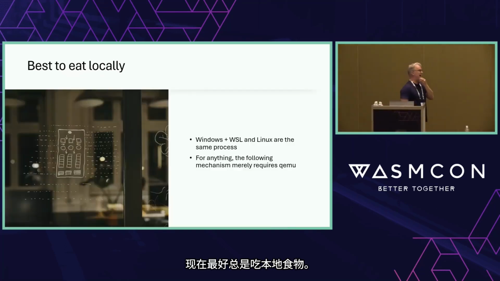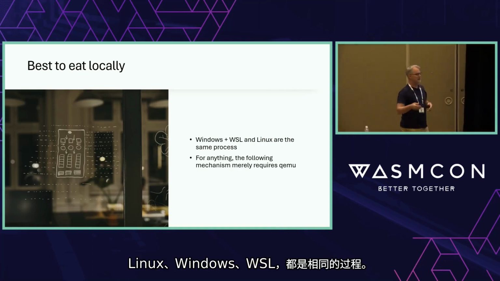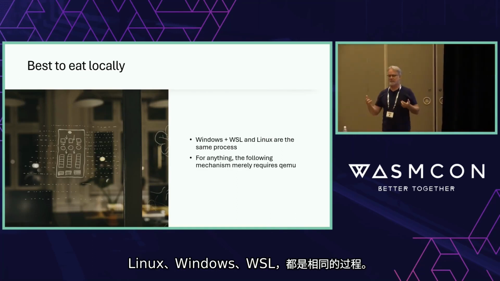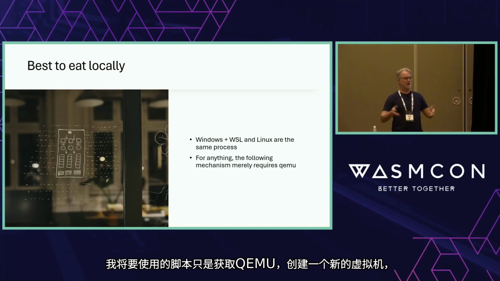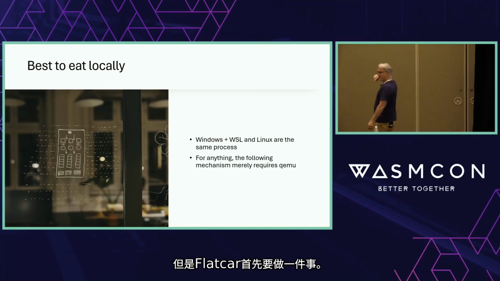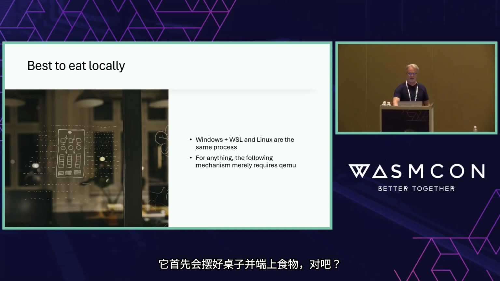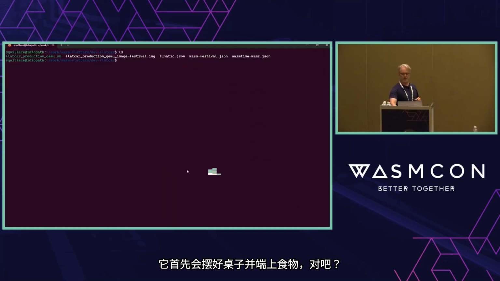Now, it's always best to eat locally. As I said, I'm going to use Windows and WSL. Linux, Windows, WSL, it's all the same process. The script I'm going to use just grabs QEMU, creates a new VM, and begins the boot process in the normal Linux way. But Flatcar is going to do one thing first. What it's going to do is first finish setting the table and serve the food, right?